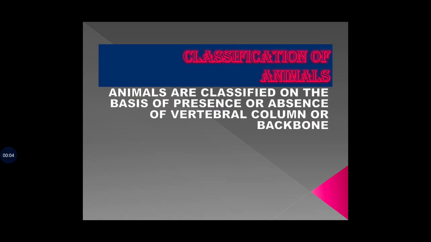Good morning, children. In the previous module, we completed the classification of plants on the basis of various factors like their life cycle, their habitat, whether they flower or not. And it's time to begin with the classification of animals now. Animals are classified on the basis of presence or absence of vertebral column at the primary level.